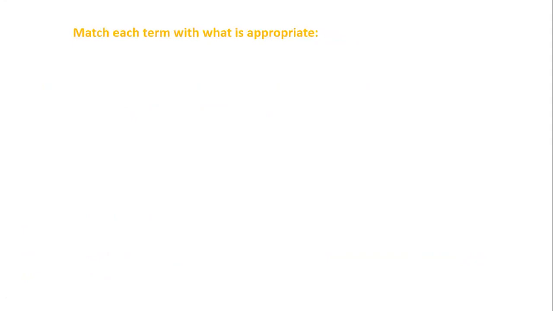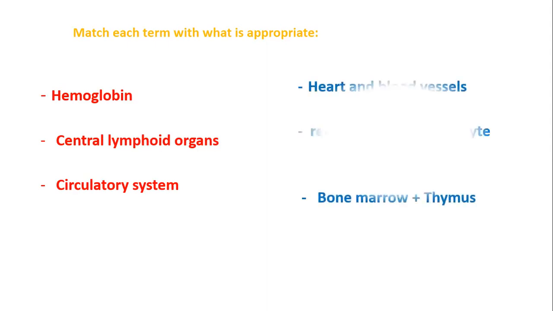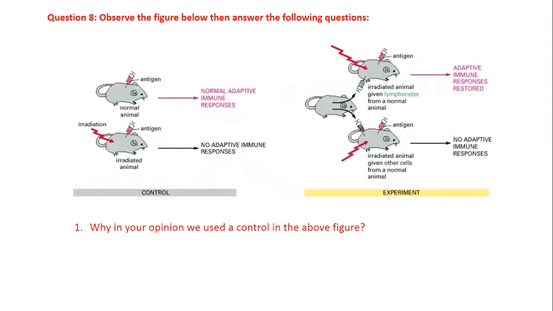Match each term with what is appropriate. Hemoglobin, central lymphoid organ, circulatory system. Heart and the blood vessels, red pigment of erythrocytes, bone marrow plus thymus. Hemoglobin is the red pigment of erythrocytes. Central lymphoid organ is bone marrow with thymus. Circulatory system is the heart and the blood vessels.